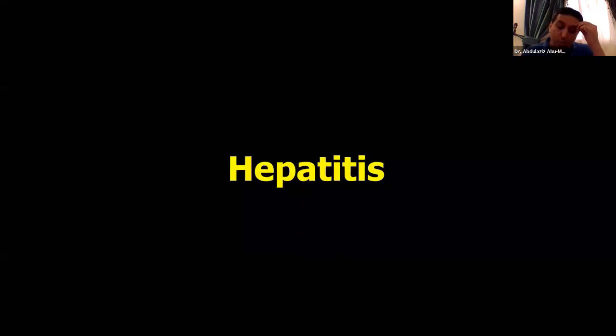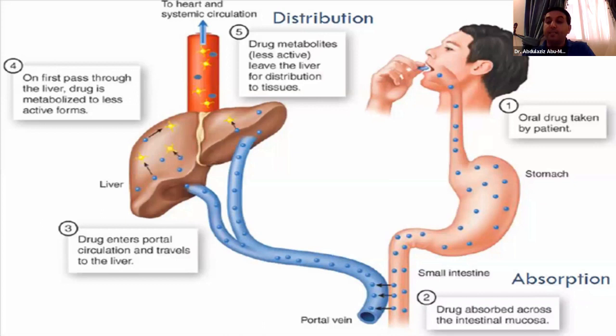Hepatitis patient. What's the problem with hepatitis? The problem is that all of our medications are metabolized in the liver. It's the factory: the medication is transferred until it reaches the liver. That liver is the one which will control the toxicity of the drug. Then after that, it will send it to the organs.